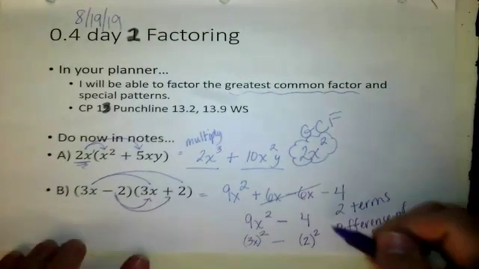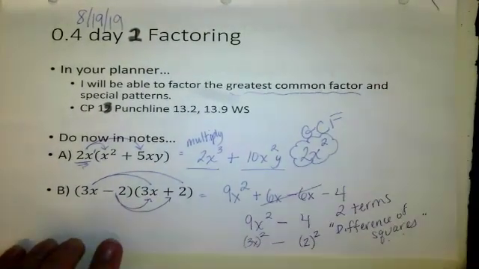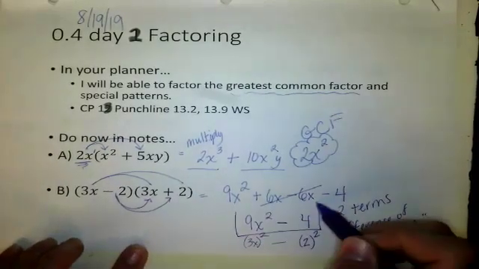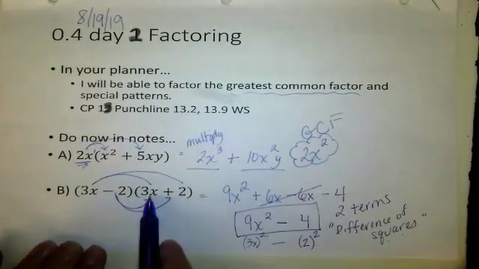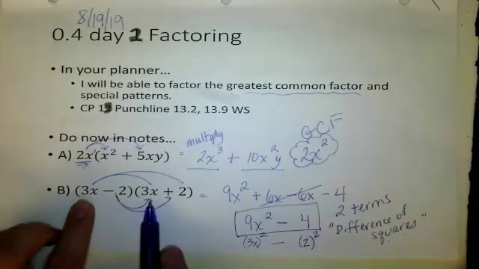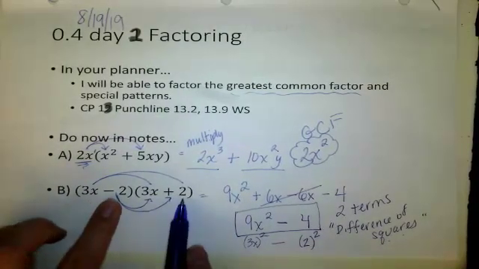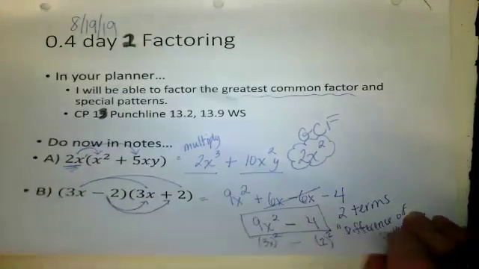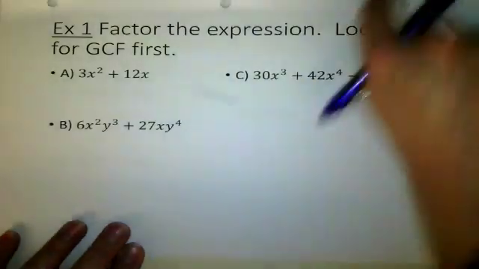Difference of squares is what we call a special pattern. And when you see difference of squares just like this, it double bubbles really easy. You see that pattern? It's a pattern, right? 3x and 3x. Negative 2, positive 2. Easy pattern. All right. So that's what we're looking at today. Some special patterns and greatest common factor.